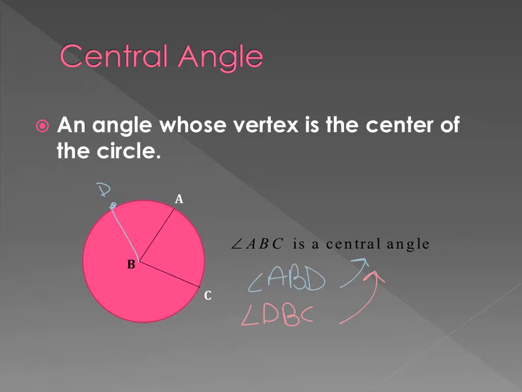Alejandro: What if it was a 180? It's still a central angle. So like if I drew in here, DBE is still considered to be a central angle, as long as its vertex is at the center.